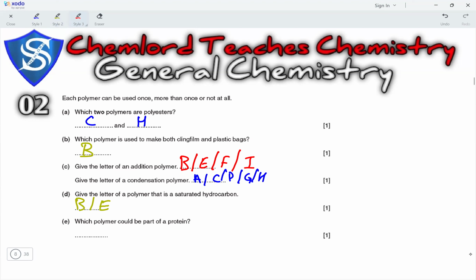And last, we have which polymer could be part of a protein. So a part of a protein would have multiple repeat units present, all of which are different, making them amino acids and having an amide bond between these boxes. So that would make structure G a protein.